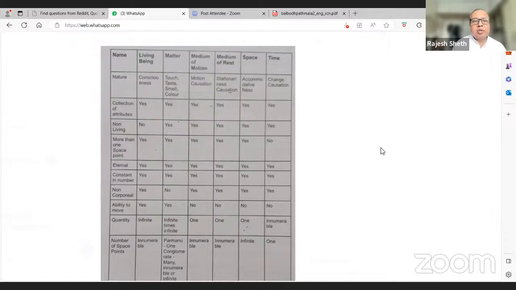So we have understood the quantity, and that gives your answer why medium of motion, medium of rest and space are not able to move. Clear? Arun, your question? Number of space points. Now, Rita ji, you explain this. Rajesh-ji, question about quantity.